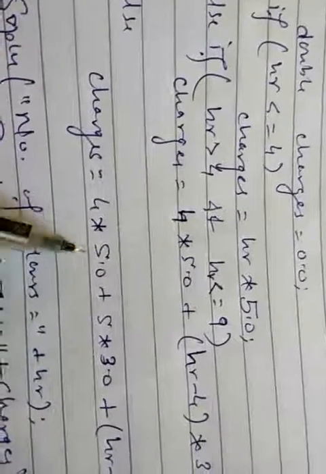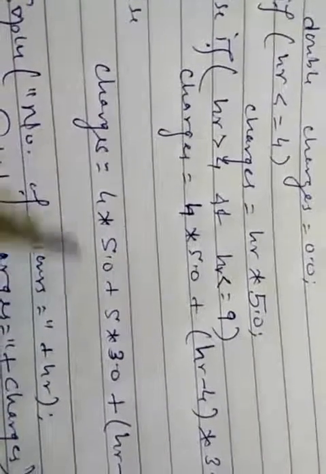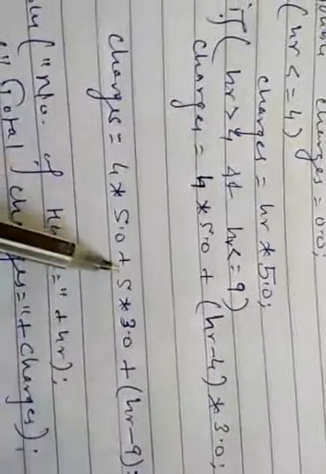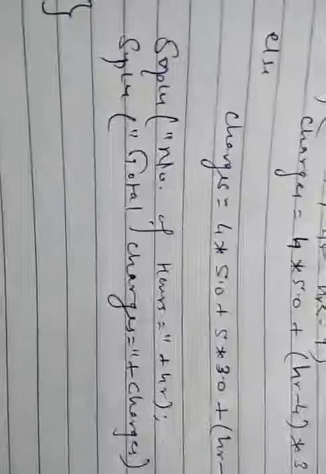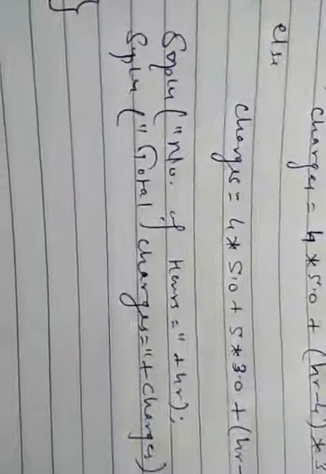Similarly, for the last range, the charges equal 4 into 5.0, this is the first range calculation, plus 5 into 3.0, plus hour minus 9. This is the 4 and this is the 5. So we have already calculated the two range values, so we will subtract 9, into 2.0. And here we are printing the total number of hours and the total charges calculated with the help of hours.